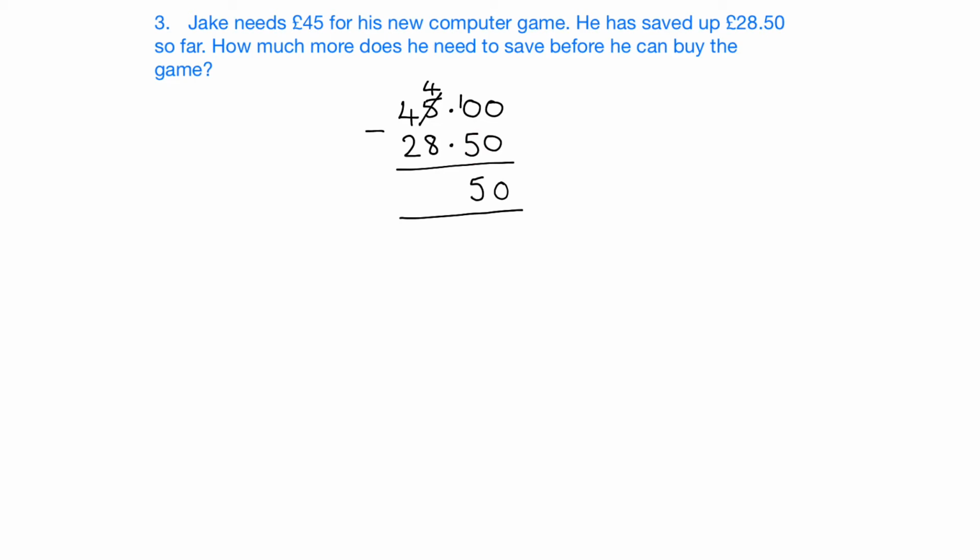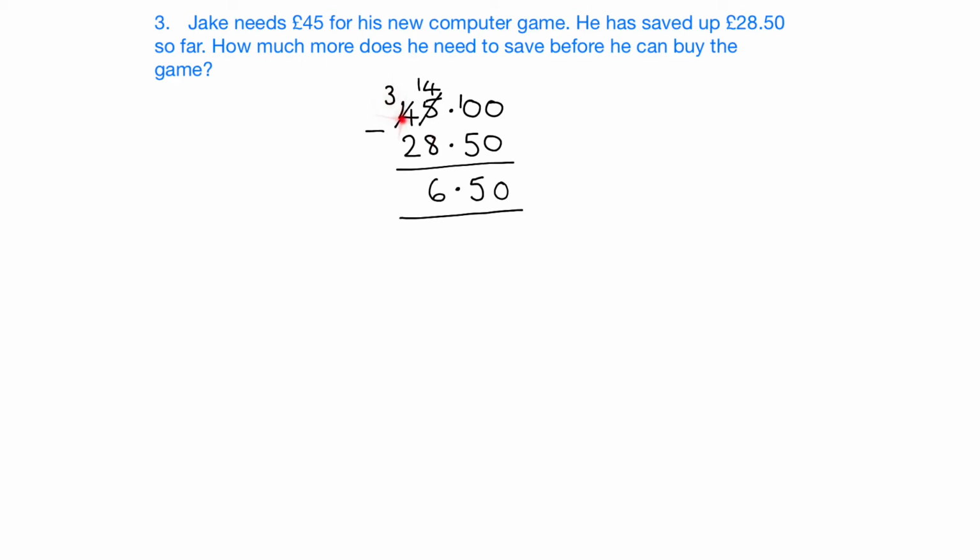We're going to keep our nice line of decimal points there. Then we're going to do 4 take away 8. But 8 is bigger than 4, so we can't do 4 take away 8. We have to go and borrow. So 4 nips next door to borrow 1. So they've only got 3 now, and give the 1 to the 4. So now we've got 14 take away 8. 14 take away 8 is 6.